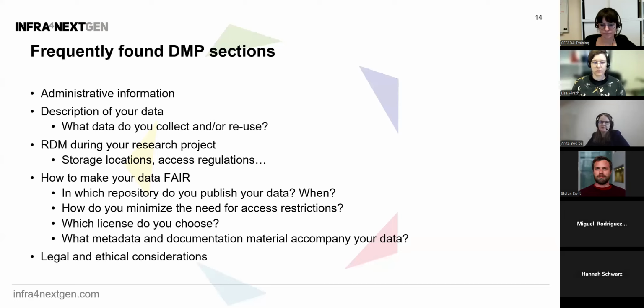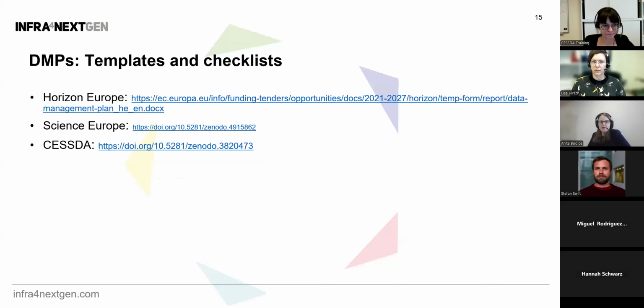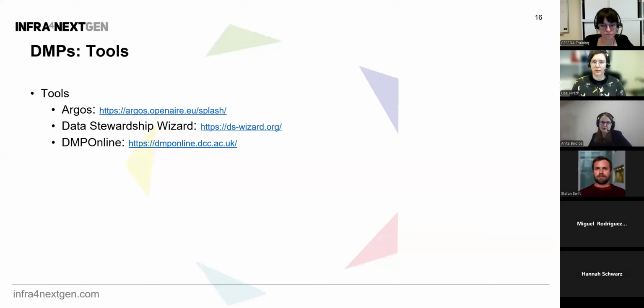And finally, a last section usually covers legal and ethical considerations of your data, for instance, whether or not you work with personal data or whether there are any ethical challenges involved in your research project. There are different DMP templates and checklists available, for instance, for Horizon Europe or for Science Europe, and there's also the CESSDA checklist. So before you write your DMP, please check your funders' requirements. They may require you to follow a certain template for your DMP.